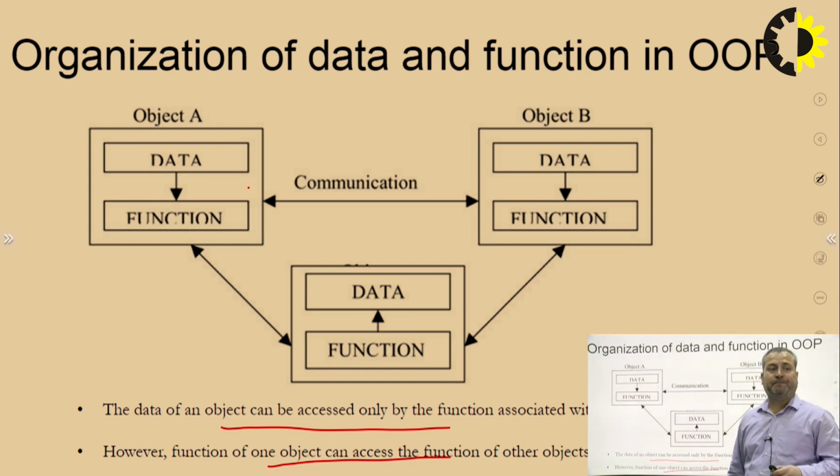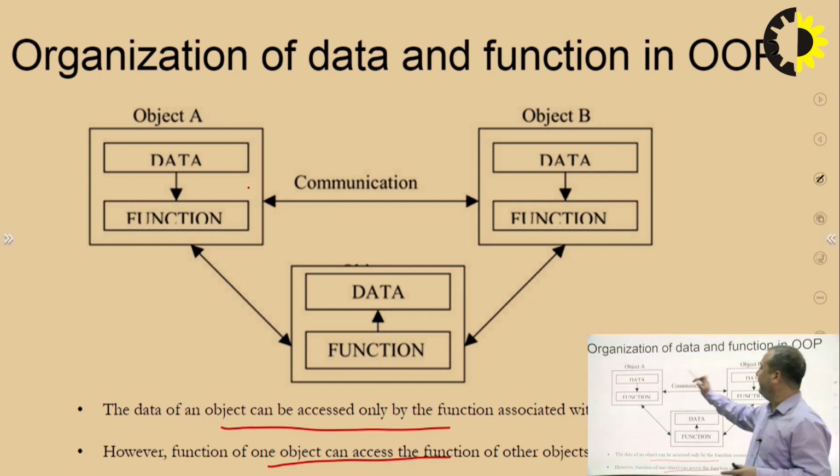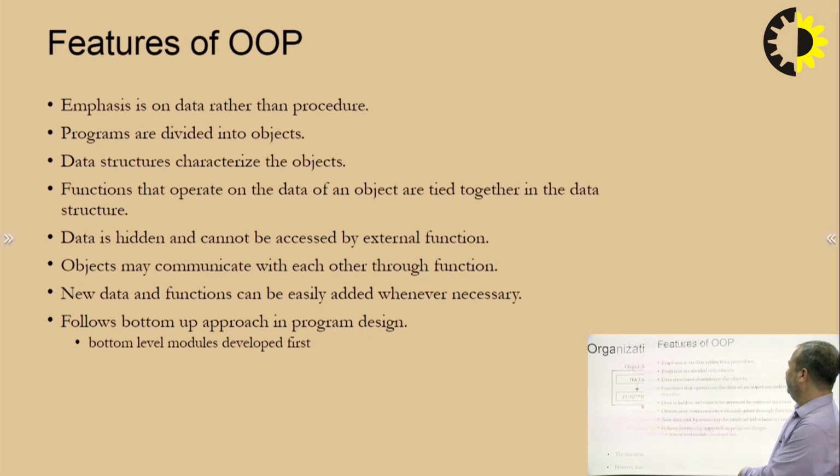The function of one object can be accessed by the function of another object. The function of, say, object B can be accessed by the function of object A, but the data could not be accessed directly. So that is the main thing.